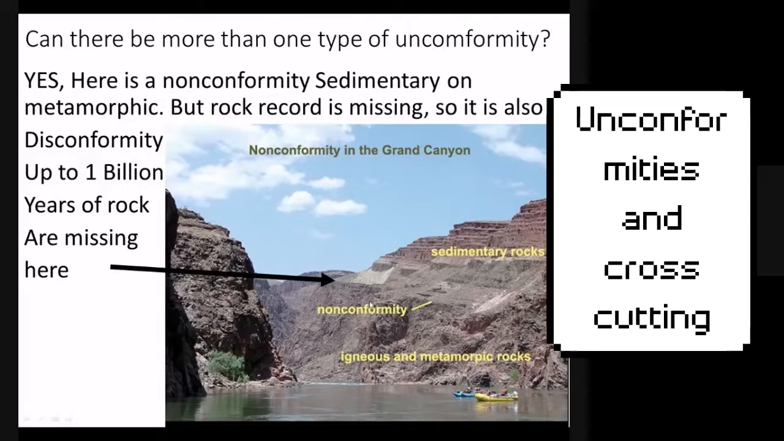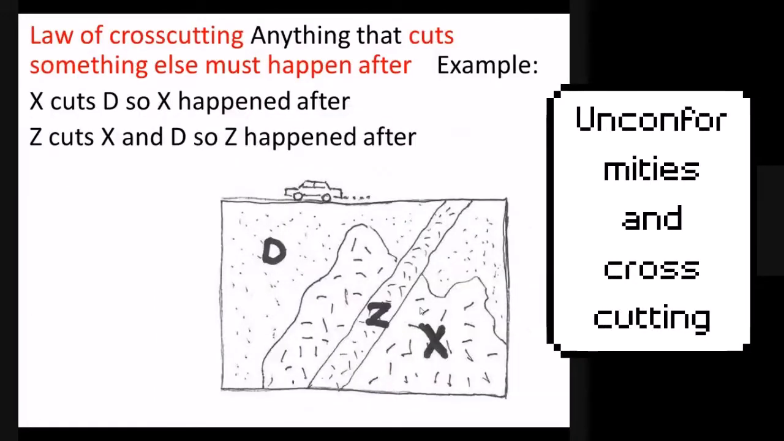So this is a nonconformity, and in this case, it's also a disconformity because 1 billion years of Earth's history is missing from right here to right here. It's gone. It's been eroded away. So you get sedimentary rocks on top of metamorphic rocks, but you also are missing rock layers. So you get both. For the law of cross-cutting, when something cuts something else, it must have happened after.